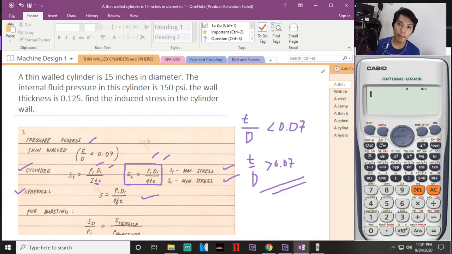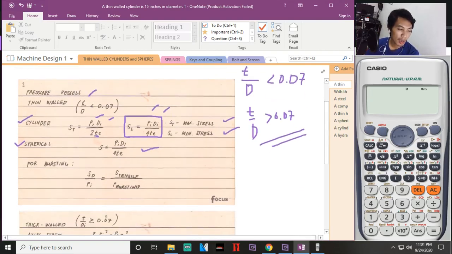Now, when you are given a bursting problem, mamaya ma-encounter natin. Bibigay sa'yo yung pressure vessel mo and then bibigyan ka ng bursting pressure. Or hahanapin yung bursting pressure. Bibigay sa'yo yung tensile stress ng iyong material and then all you have to do is yung design pressure or stress, design stress, the internal pressure, equate mo dun sa ratio ng tensile stress mo and then the bursting pressure.